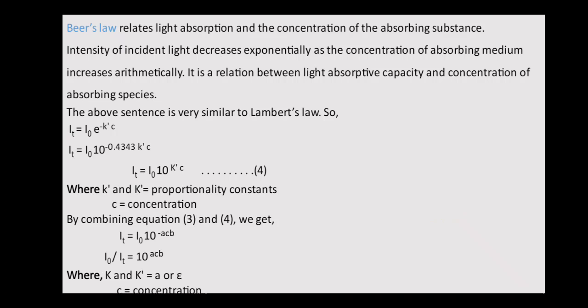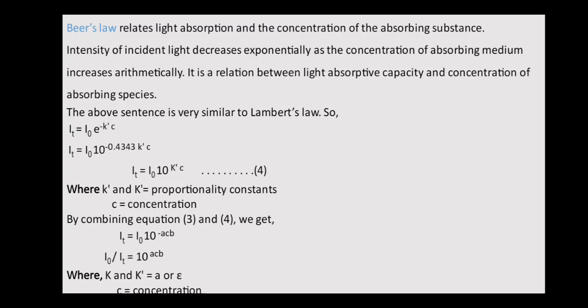Now, another law is Beer's law. This relates the absorption and the concentration of the absorbing substance. That means here not only the thickness of the solution is considered, but also the concentration of the absorbing medium. The intensity of the incident light decreases exponentially as the concentration of the absorbing medium increases arithmetically, which relates the light absorptive capacity and the concentration of the absorbing species. This is very similar to Lambert's law, which you have already seen.